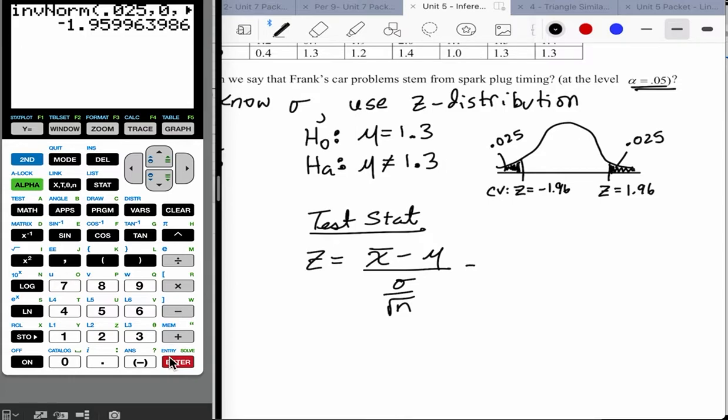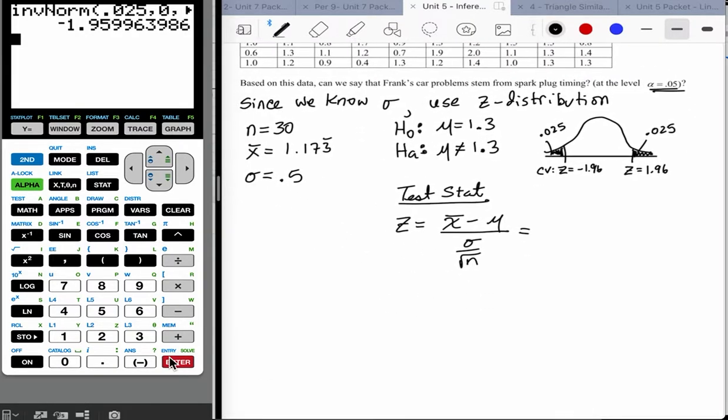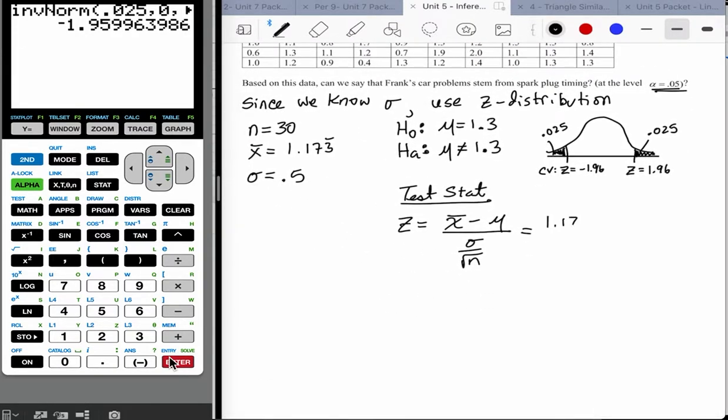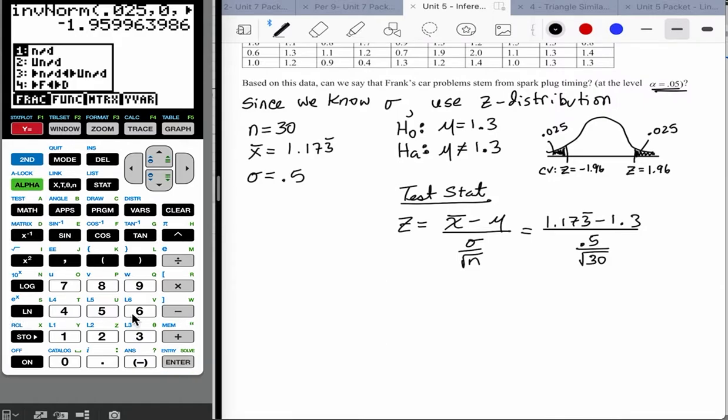All right, so we have the 1.173 approximately, minus 1.3. I'll put the little repeating bar there. Sigma is 0.5, given. Square root of 30. So we crunch these numbers in their most accurate form in the calculator. The calculator hung on to the x bar from the one variable statistics. So I'm going to type this in, alpha y equals n over d.